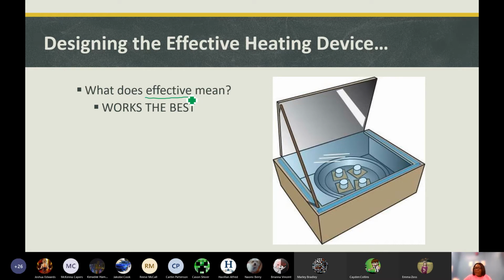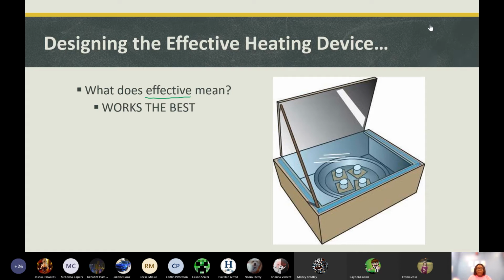So when we're talking about building an effective heating device, you don't have to draw this picture yet. You may not have to draw it at all. It's up to you. But I want to make sure we understand some things about how we can make an effective heating device. I want this lesson to help inform you about how you need to design your solar cookers to cook whatever food you decide to cook the best.